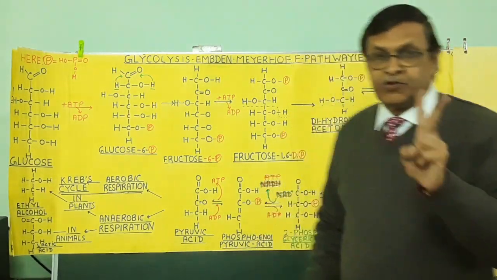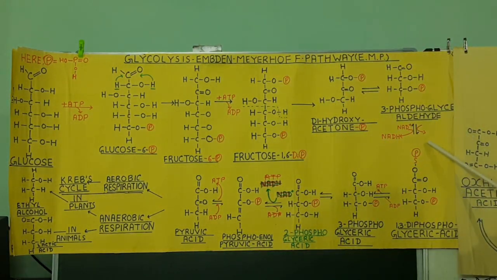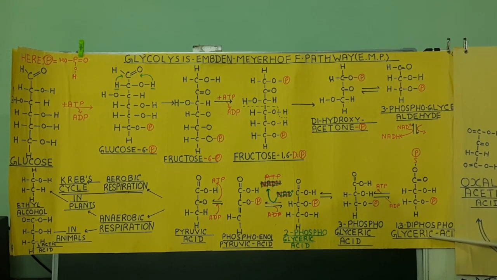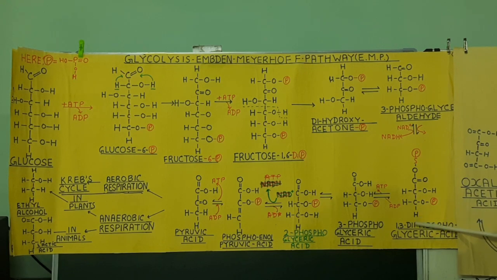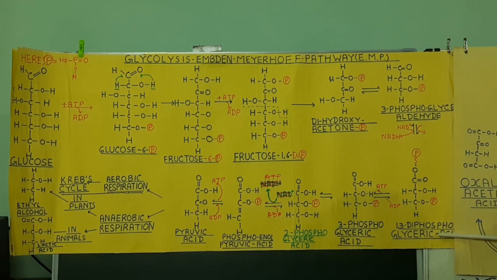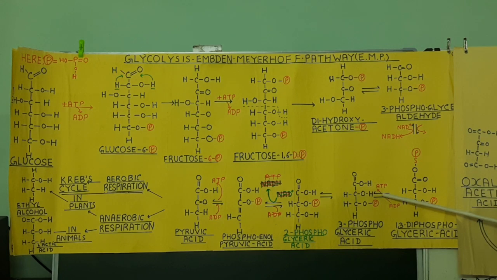Now this is the crucial step. In 3-phosphoglyceraldehyde, after this, 1 dehydrogenation takes place. Hydrogen is taken up and goes to the electron transport chain, and it is oxidized to 1,3-diphosphoglyceric acid. And at 1,3-diphosphoglyceric acid, again there is substrate level phosphorylation. At 2 points substrate level phosphorylation takes place. First is this one, 1,3-diphosphoglyceric acid to 3-phosphoglyceric acid, 1 ATP is formed here.